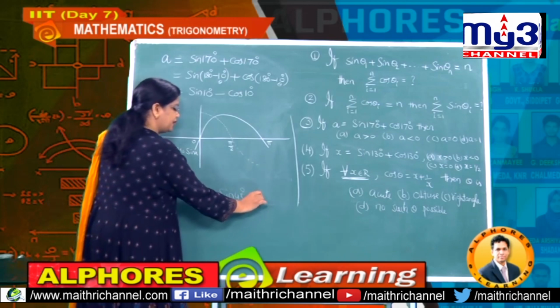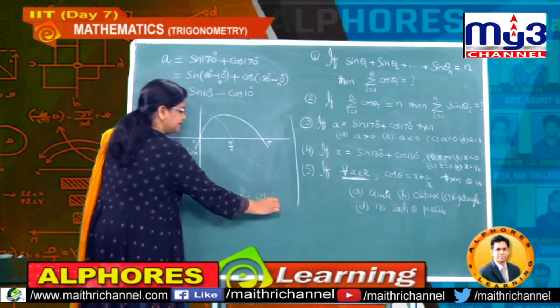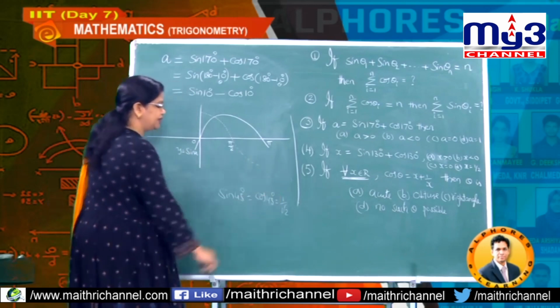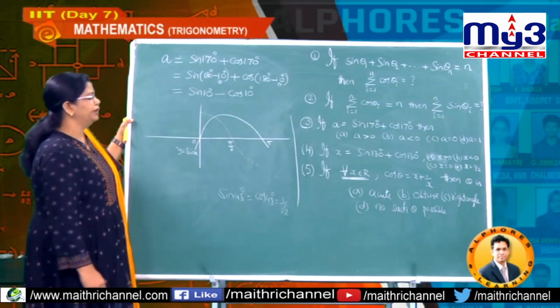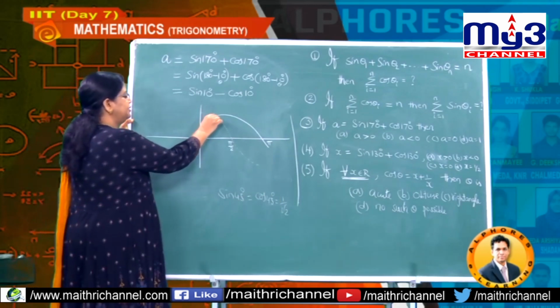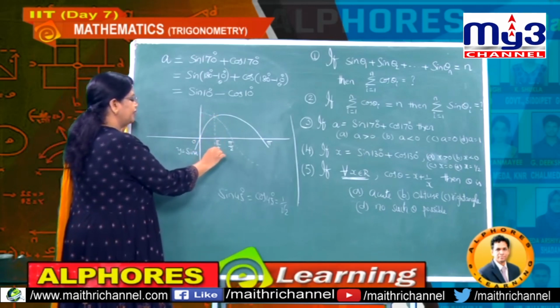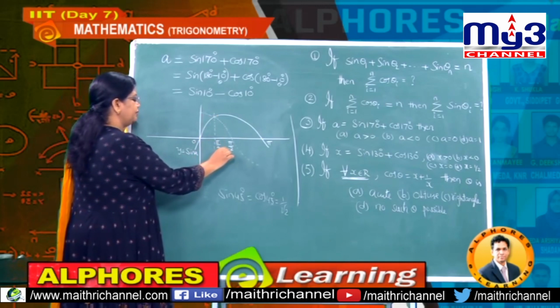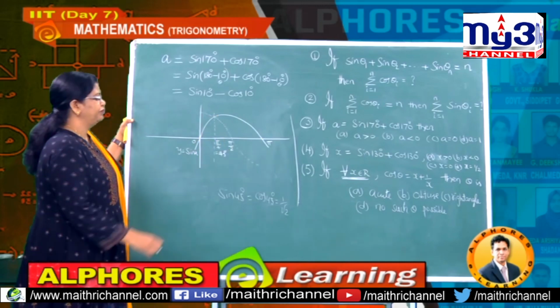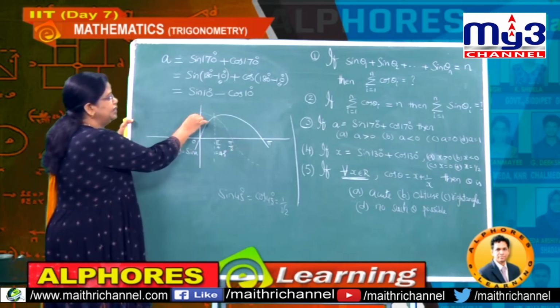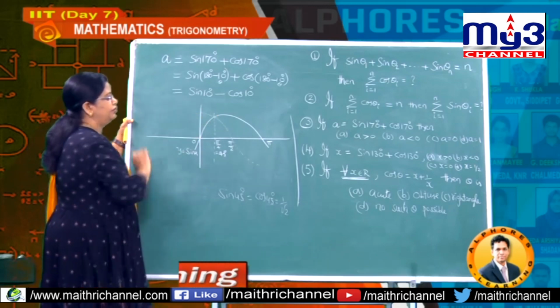because sine 45 degrees is the same as cos 45 degrees, and this value is how much? 1 by root 2, and therefore this is exactly which kind of value? It is pi by 4. Pi by 4 means what is the value? 45 degrees. And what is the value correspondingly here? 1 divided by root 2.